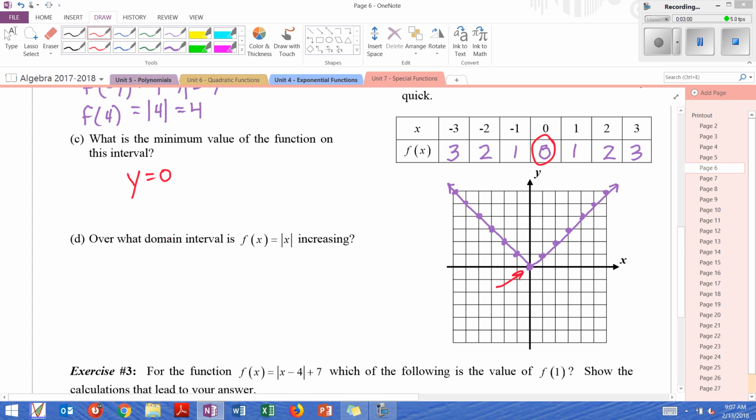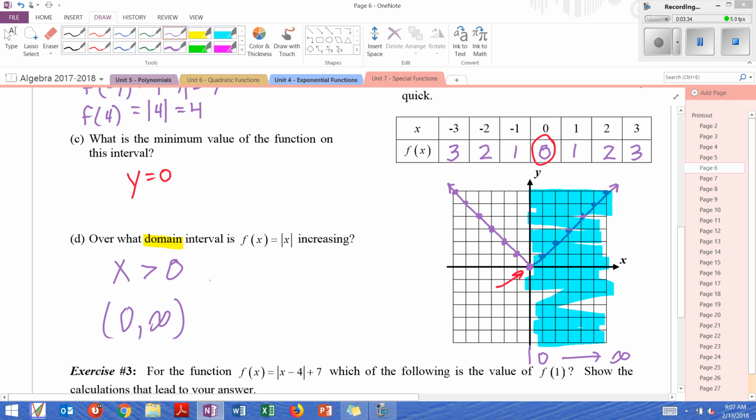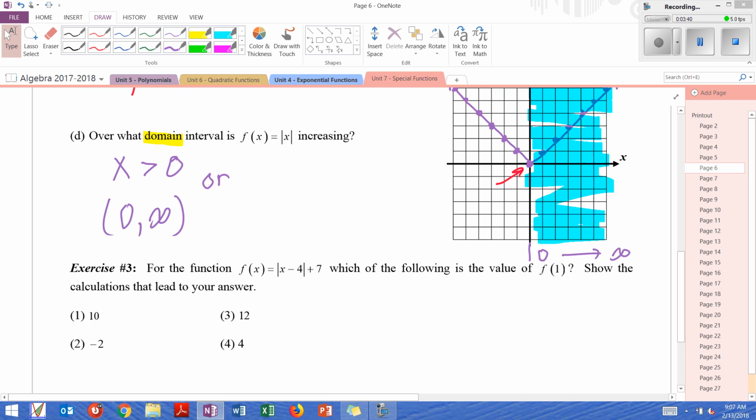And then it says, over what domain is f of x increasing? So we want to look at where the graph is constantly increasing. We read a graph like we read a book, so all of this stuff over here, and that is when our x values are from 0 all the way to +infinity. So I could say over the domain x is bigger than 0. I could also write it as (0, +infinity). Either or. Inequality notation and interval notation down below.